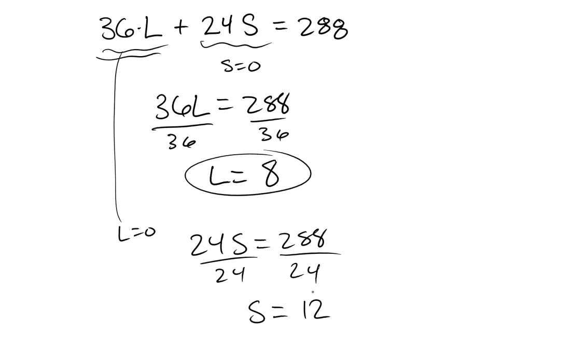So she could either sell 8 large wreaths, or sell 12 of the small wreaths, or sell some combination of those two to get to the $288 that she requires.